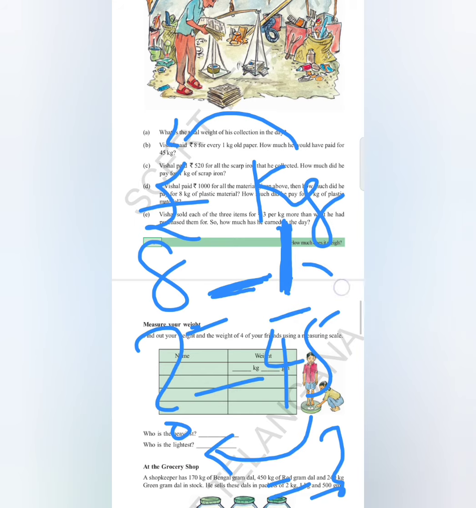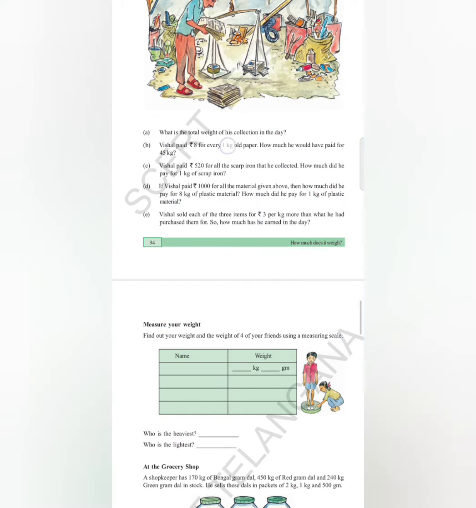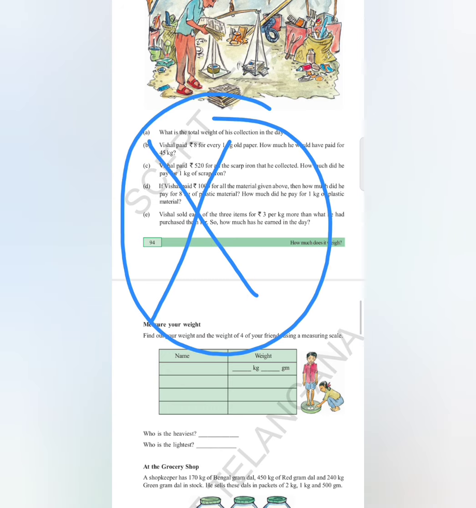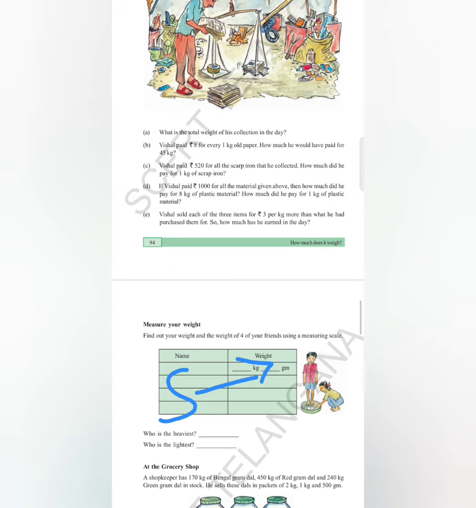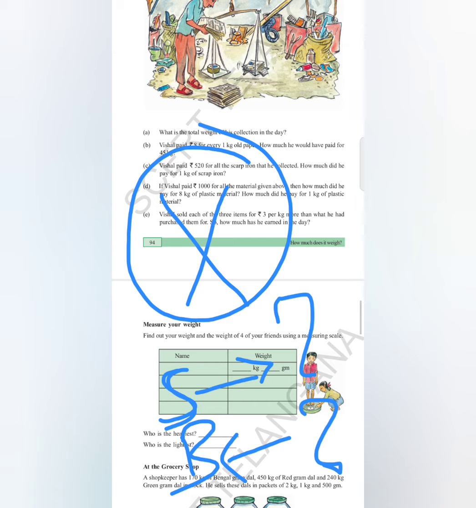So 1 kg to 45. What we are doing here, whether we are adding the quantity or we are decreasing the quantity. So here the quantity is being increased. So which operation we have to use here? Multiplication. When the small quantity and its amount are given to you and you have been asked to find out what would be the amount for the bigger quantity, at that time you have to do the multiplication.